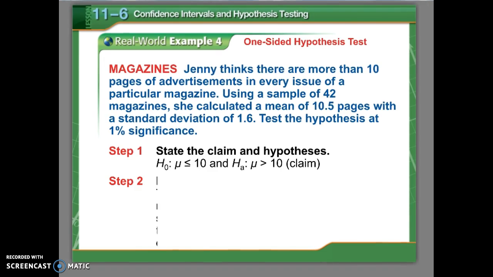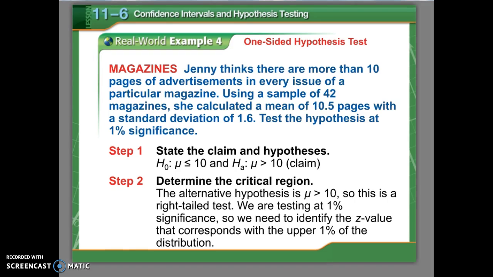So the first thing we want to do again is figure out what is the claim and what are the hypotheses. So it says in the problem, Jenny thinks there are more than 10 pages. And more than 10 would be greater than 10. So that is a claim, mu greater than 10. The mean number of pages is greater than 10. This does not include an equality sign, so the opposite of greater than 10 would be less than or equal to 10. And that's going to be the null hypothesis because it includes the equality.